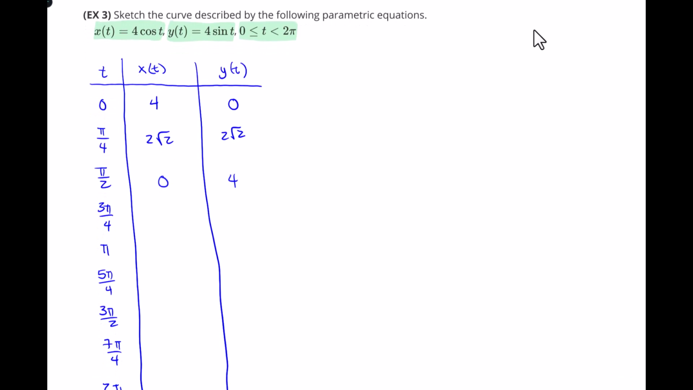3 pi over 4, this is another time where sine and cosine agree at root 2 over 2. It's just this time cosine is going to be negative, so this will be negative 2 root 2 and positive 2 root 2. Then at pi, we're at another quadrantal angle. Cosine is negative 1, multiplying by 4, of course, and sine is 0.